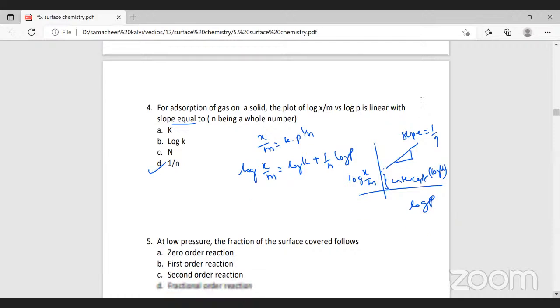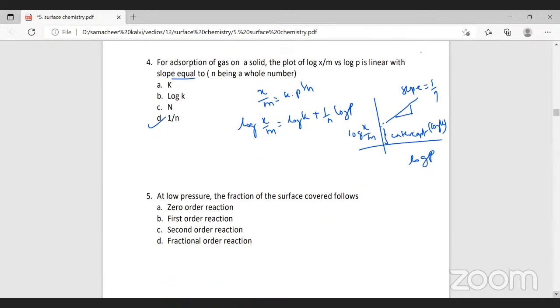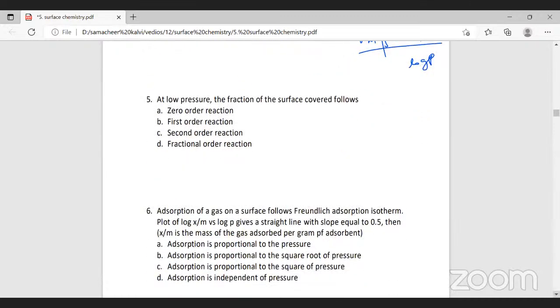The next question. At low pressure, the fraction of the surface covered follows zero order reaction, first order reaction, second order reaction, or fractional order reaction. As we know, x by m is equal to k into p to the power 1 by n. At low pressure, x by m is proportional to p. It's directly proportional to the pressure.